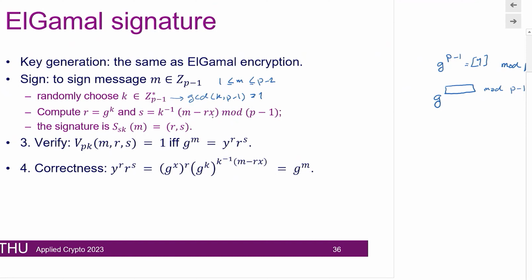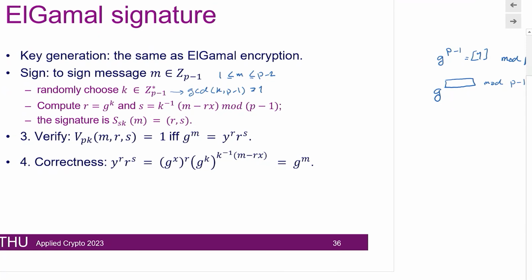Remember, x is our private key, and r is what we've just computed here. m is the message we want to sign, and k inverse we can compute because we chose a k such that we can compute this inverse mod p minus 1. And then the signature is going to be simply the r and s that we have here, and these two values are enough to become our signature.